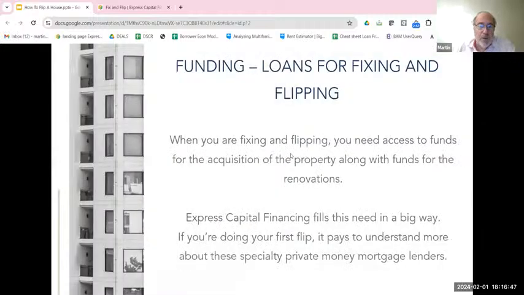So funding for loans, whether you're fixing and flipping or fixing and keeping, we're a lender that does both short term and long term. We work with newbies, we work with experienced investors, and again, commercial properties all day long.